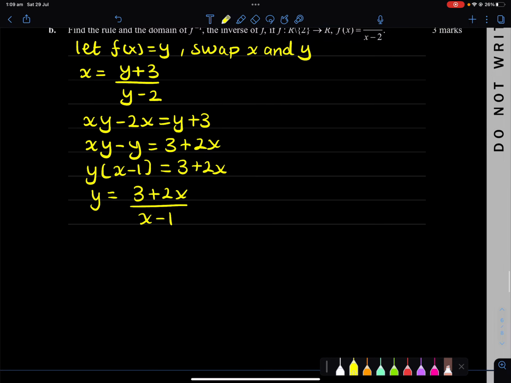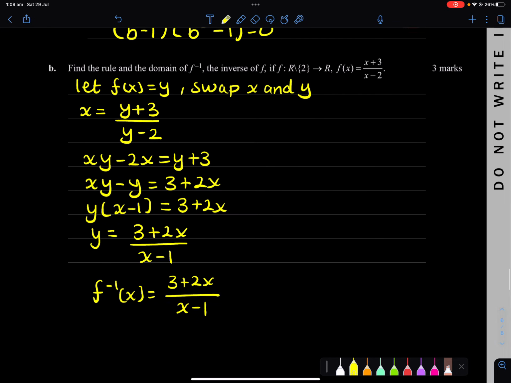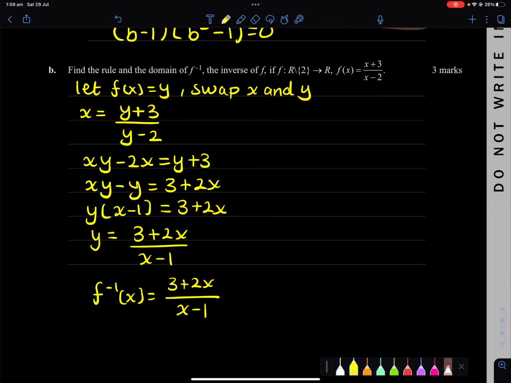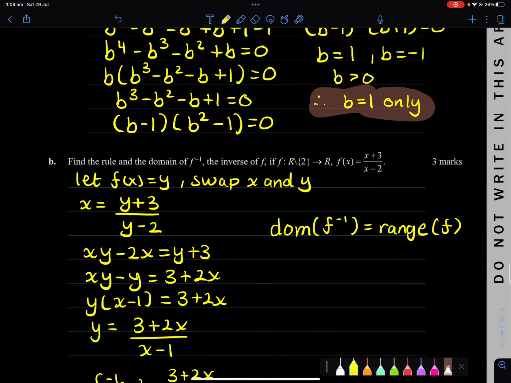So your rule now, bring it back, so f inverse of x is equal to 3 plus 2x all over x minus 1. Now for the domain of f inverse, it's the same as the range of the original function f. So what's the range of the original function?